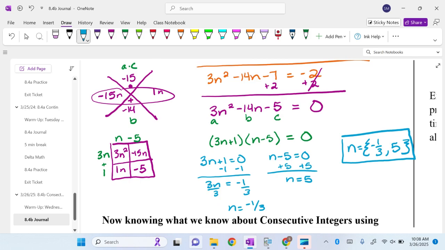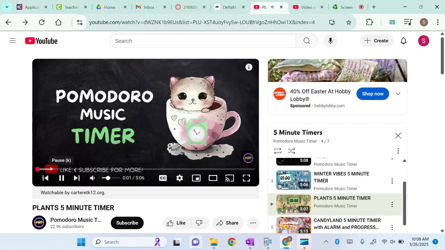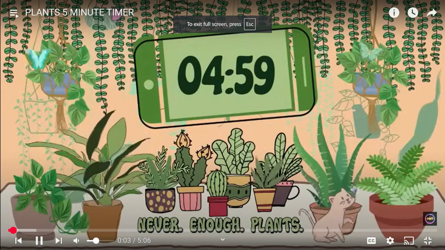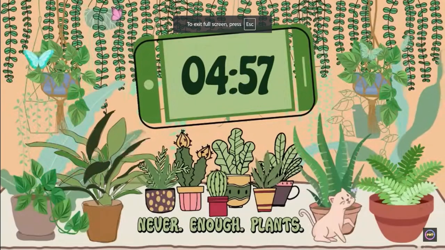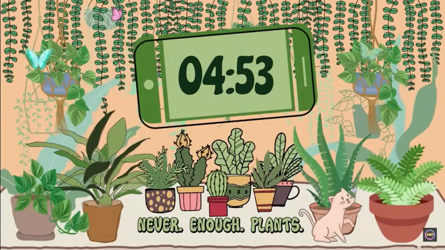All right, so since I get a lot of sleepyheads, we're going to go ahead and take our 5-minute break, and then we'll come back and do those two consecutive integer examples. All right, so go ahead, take your 5-minute break, and then we'll come back and do the consecutive integer examples. Because we're going to be awake for the next one.